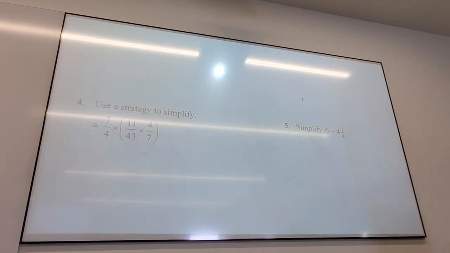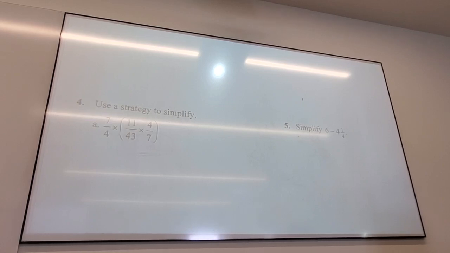60 minus 40 is already 20, so 60 minus 41, I'm subtracting more, so I should get less, correct? So look at that last problem. 6 minus 4 would be 2, so 6 minus 4 and the 4 should be less than 2. How much less than 2? A fourth less than 2. That's one way to do that.